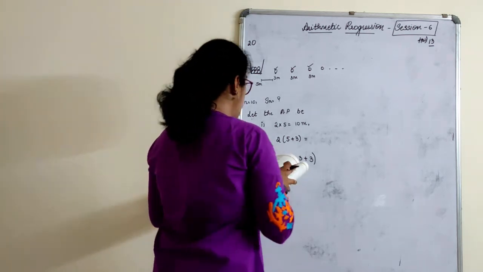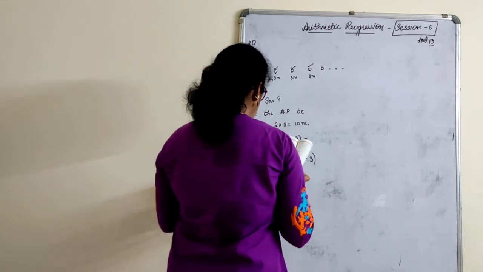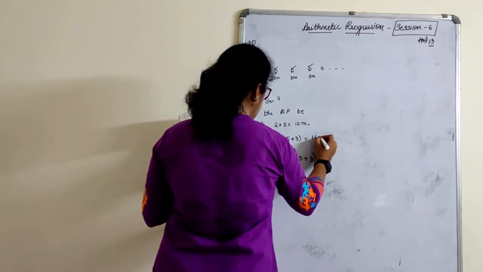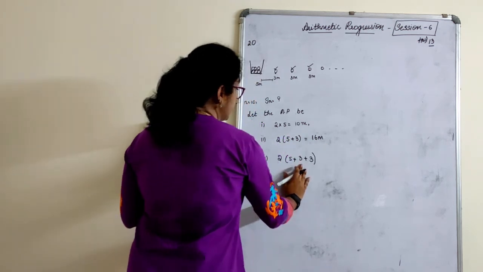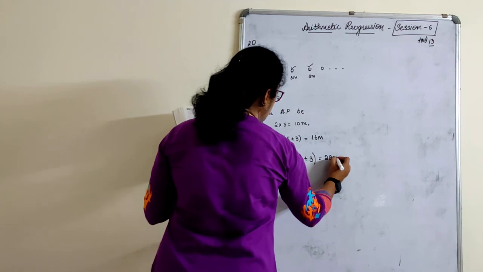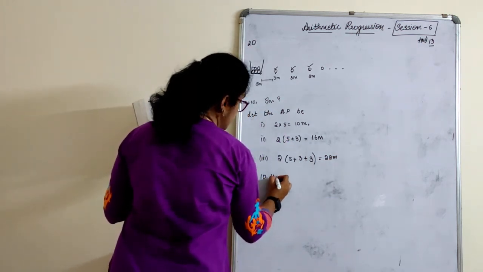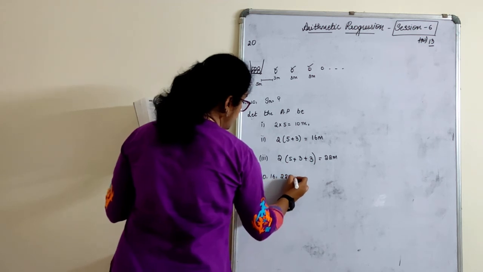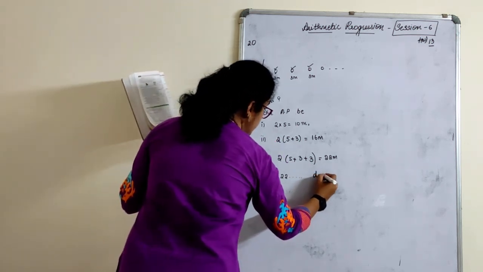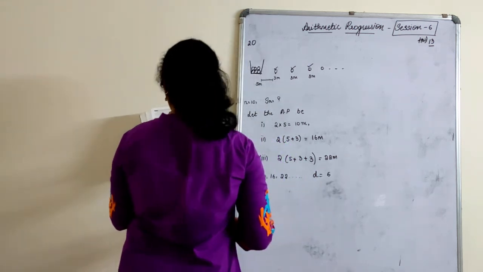Okay. So let's count this. The first distance we understood. The second distance is 5 plus 3, 8. 8 2s are 16 meters. Third, 5 plus 3, 8, 9, 10, 11. That is equal to 22 meters. This implies it is 10, 16, 22, and so on. So what is our common difference here? 16 minus 10. Common difference is 6.